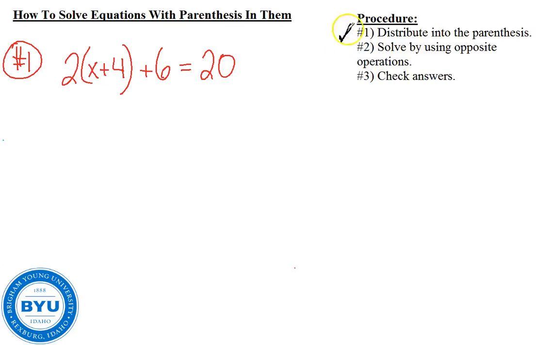Step number one, you need to distribute into the parenthesis. So we're going to take this 2 actually into the parenthesis and distribute it through. We'll then use opposite operations to get the x by itself and check our answers. So let's take a look.